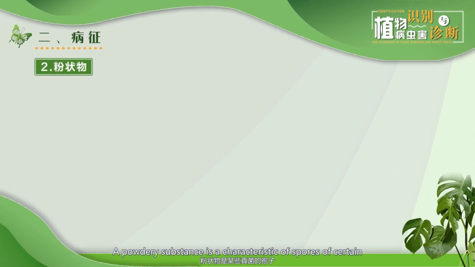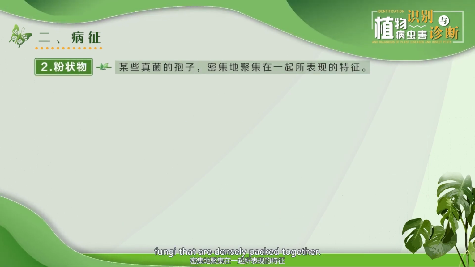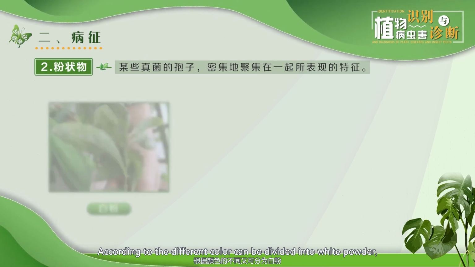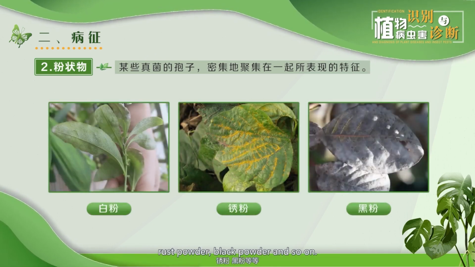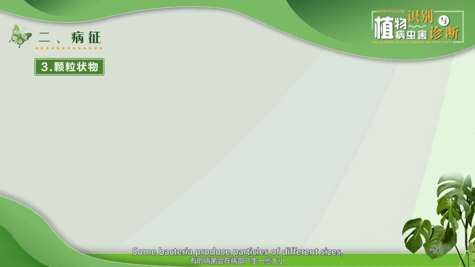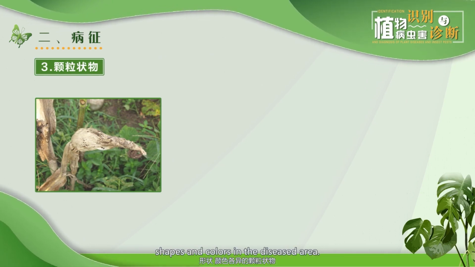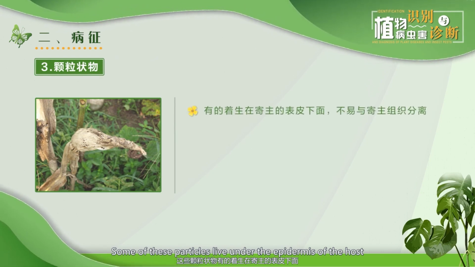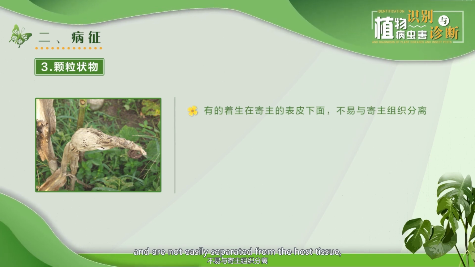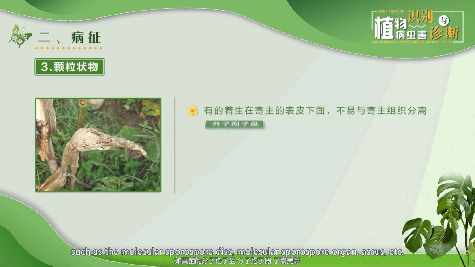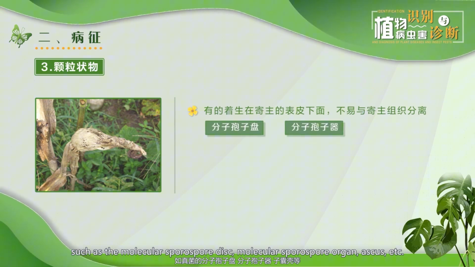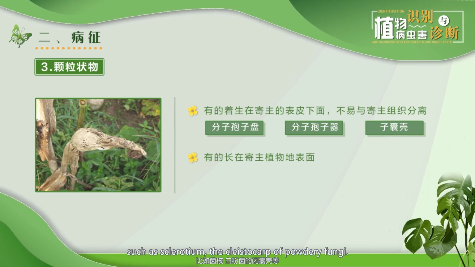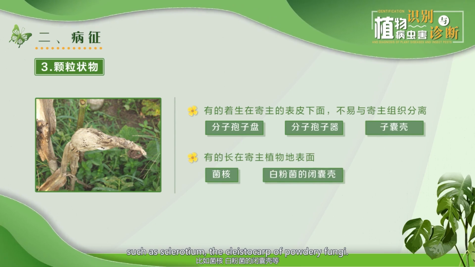A powdery substance is a characteristic of spores of certain fungi that are densely packed together. According to the different color, it can be divided into white powder, rust powder, black powder, and so on. Some fungi produce particles of different sizes, shapes, and colors in the diseased area. Some of these particles live under the epidermis of the host and are not easily separated from the host tissue, such as the conidial disc, conidiophore organ, ascus, etc. Some grow on the surface of the host plant, such as sclerotium, the cleistothecium of powdery fungi.